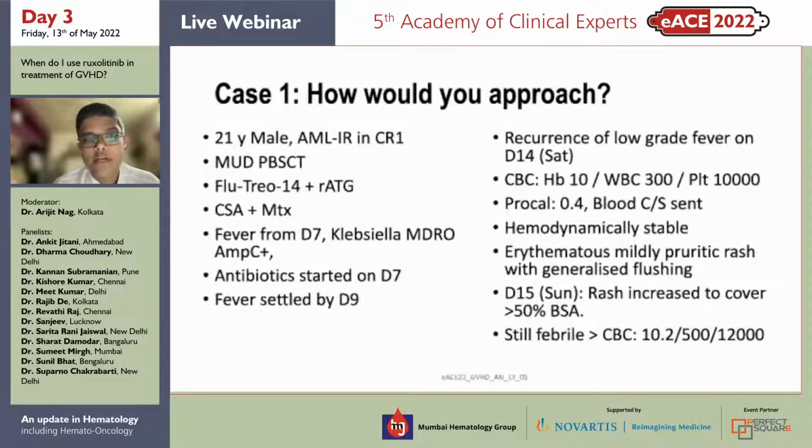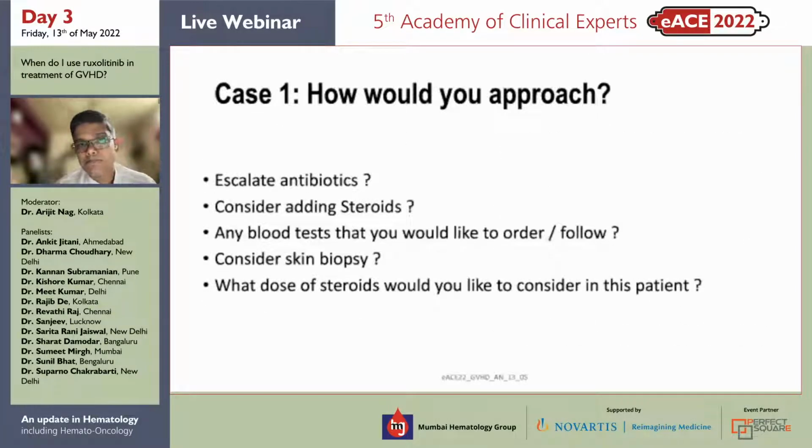And the patient is still febrile with the blood counts, as I've shown, about WBC of 500 and platelets of 12,000. So my question to Dr. Kishore would be, would you escalate antibiotics? Would you consider adding steroids? Any blood tests that you would like to order or follow? And would you order skin biopsies for this patient?